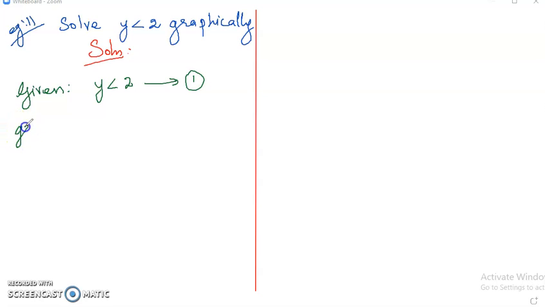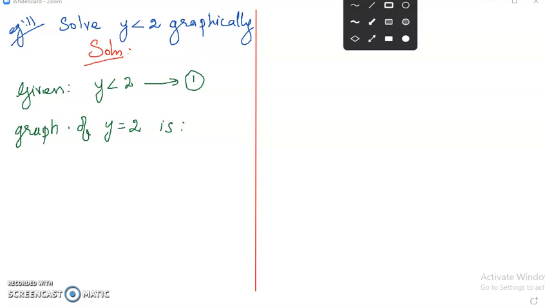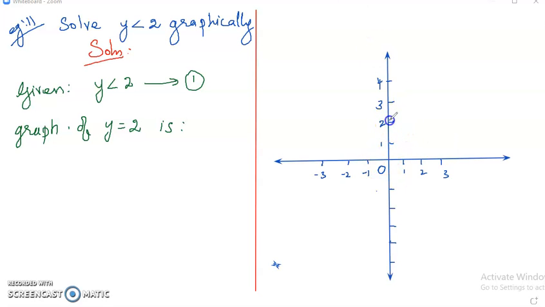The graph of y is equal to 2 is as follows. So let's draw the graph first. Just directly you have to draw the graph. Okay, y equal to 2 is this point, and the graph of y equal to 2 is a line parallel to the x-axis, right? Parallel to the x-axis. So you have to draw the graph of y is equal to 2.